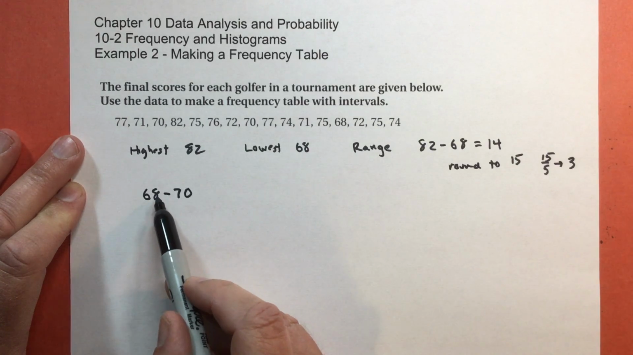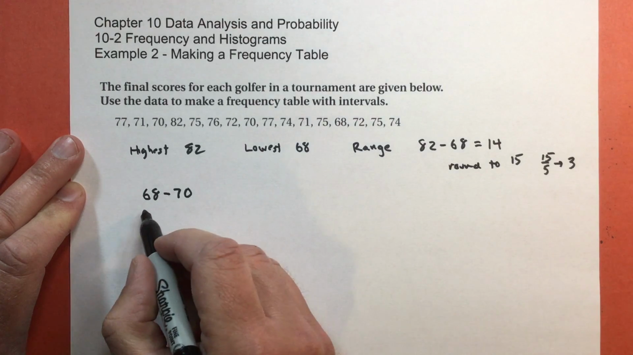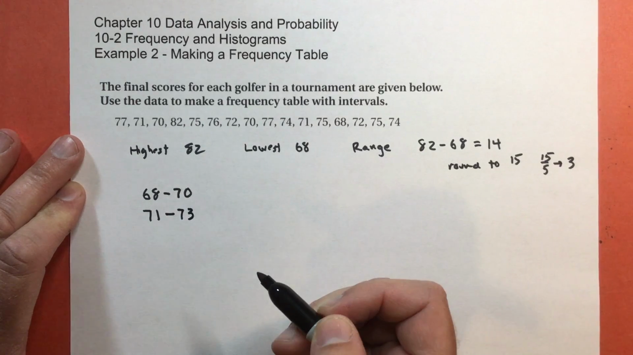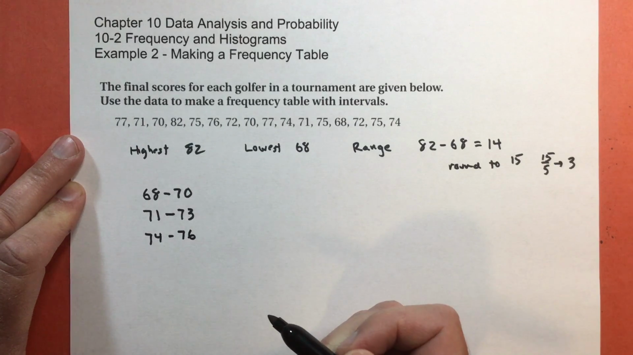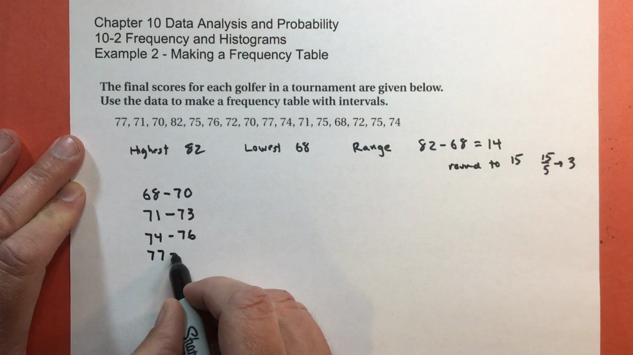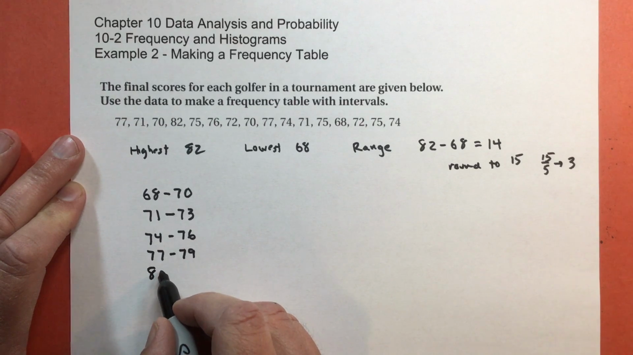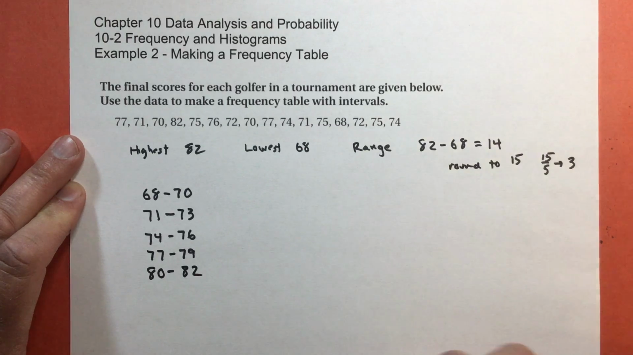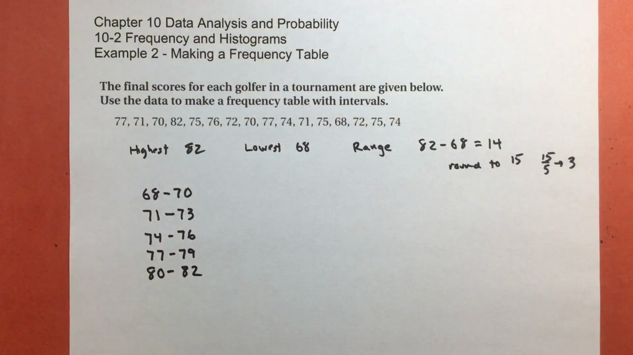And I know that we hide what's inside there. I get it. This represents 68, 69, 70. The next 3 numbers would be 71, 72, 73, 74, 75, 76, 77, 78, 79, 80, 81, 82. So I have 5 groups, and there's 3 numbers in each group. So my intervals are going to work out.